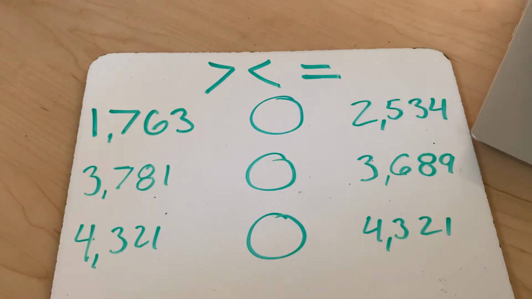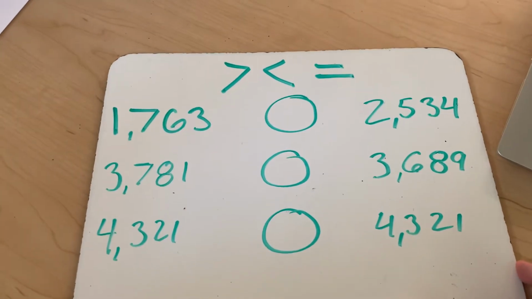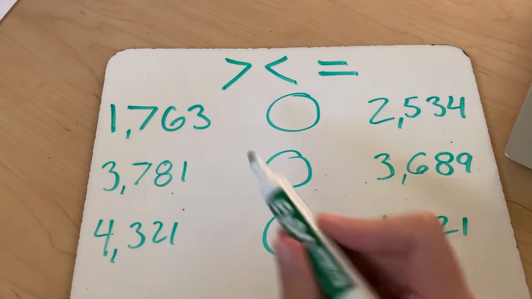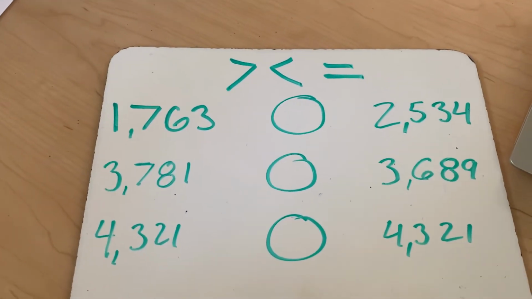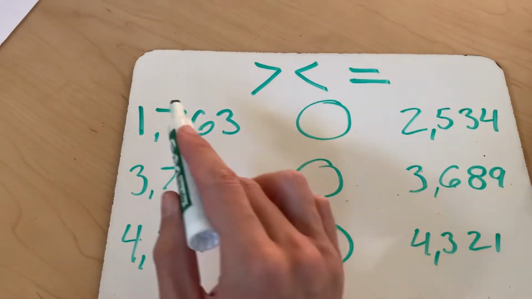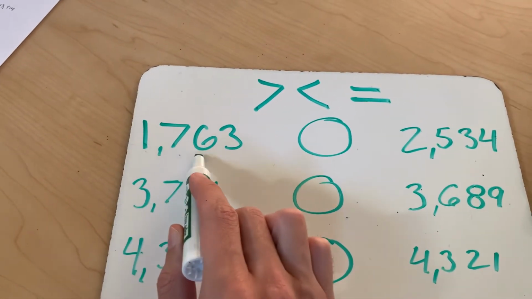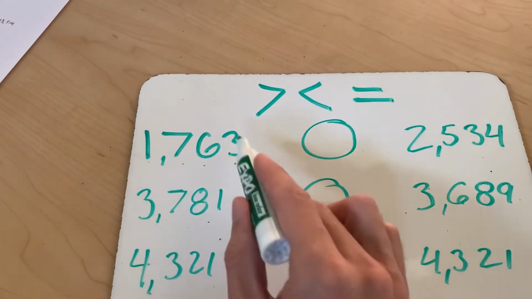Today in math, we learned about comparing multi-digit numbers. So here we have three problems that we're going to solve, and we're going to compare each of these numbers. Each of these numbers has multiple digits. We see that in this number, that has a 1, a 7, a 6, and a 3. Each of those are digits within the number.